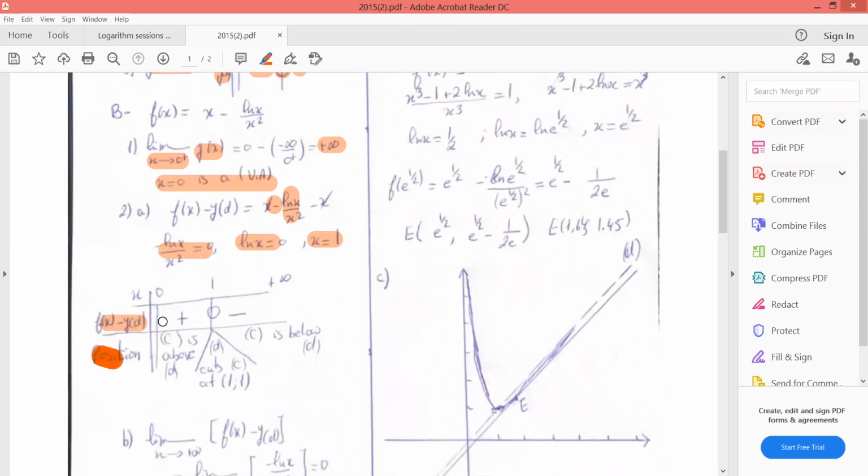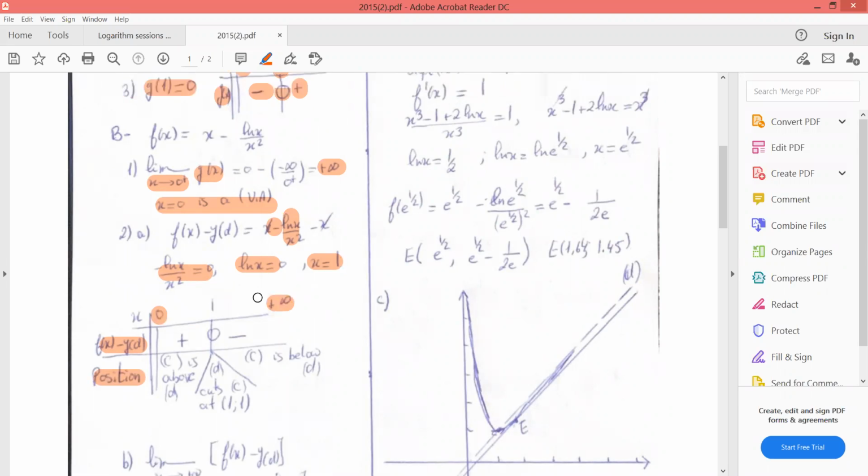position, 0 to plus infinity. How to know the sign? If I need to know the sign between 1 and plus infinity, I take 2. I replace 2 in f(x) minus y_D, and it becomes minus ln 2 over 4, which is negative. Here it is 0 at 1, here it is positive. Positive means C is above D. Negative, C is below D.